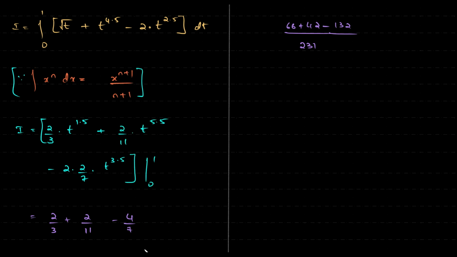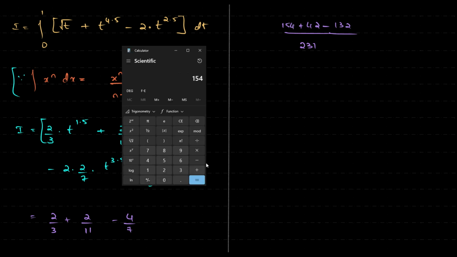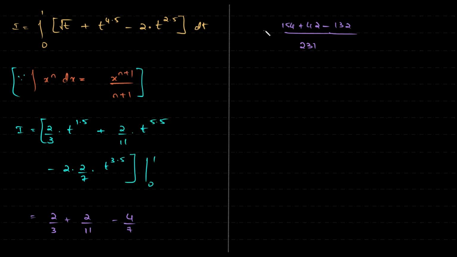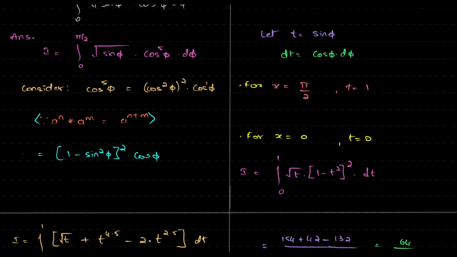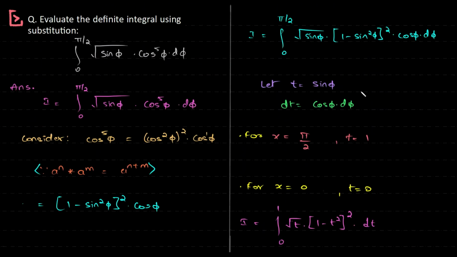Let me just take a pause. Okay, I found my mistake. It's 11 into 7 into 2, so 77 and 154. So 44 plus 66 plus 42 minus 132. Okay, we got it. So this is nothing but 64 by 231. Okay guys, a very stupid mistake, but anyway, it's a mistake. It happens. And this is your answer, right?